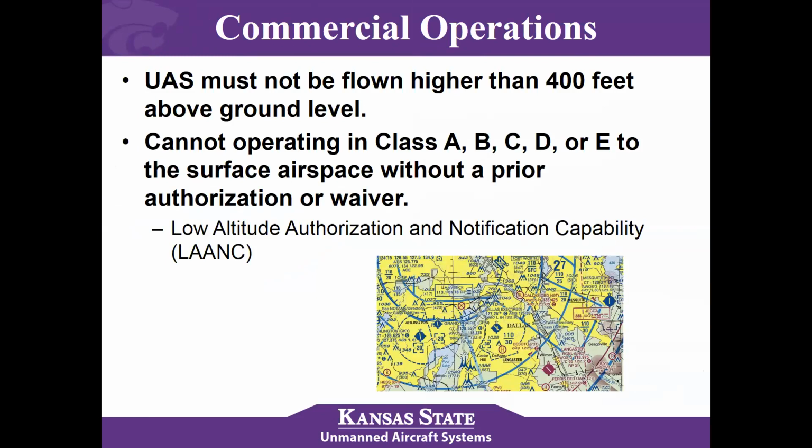The UAS must not be flown higher than 400 feet above ground level. You cannot operate in Class A, B, C, D, or E airspace. And for those of you that don't have a Part 107 certificate or are not a manned pilot, I know these classes of airspace probably mean nothing to you right now. And we'll talk about why it's important to get your Part 107 so you can understand these.